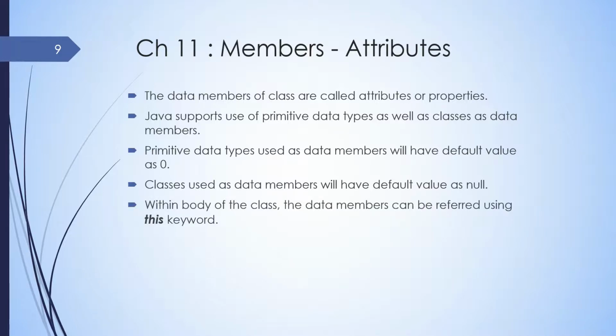Within the body of the class, any non-static methods can refer to the data members using the this keyword. It is not mandatory, but in some cases it is required just to distinguish the formal arguments from the data members. We'll take a look at the example in detail.